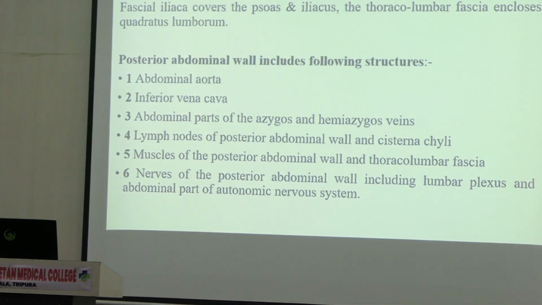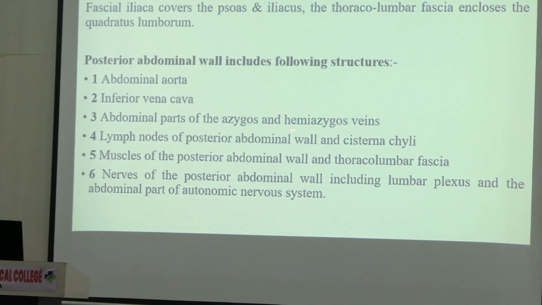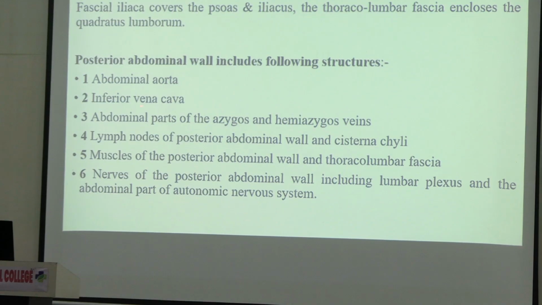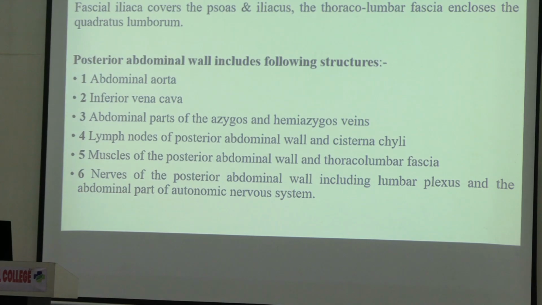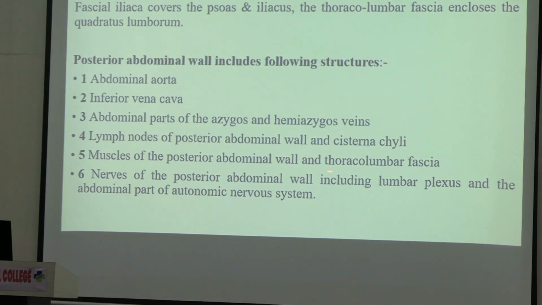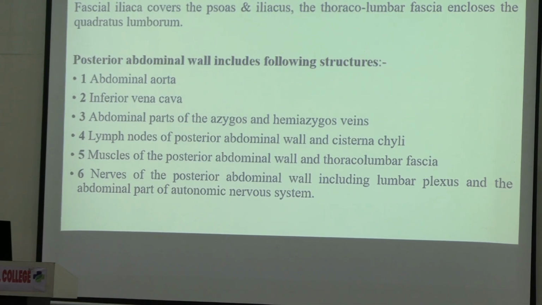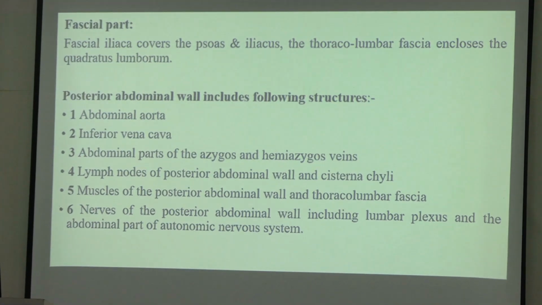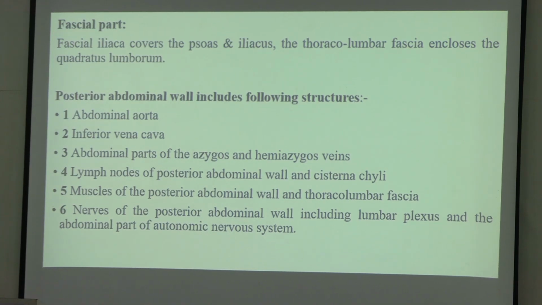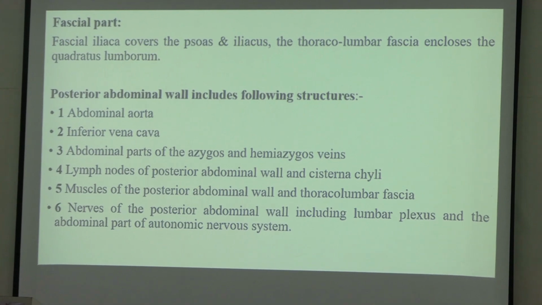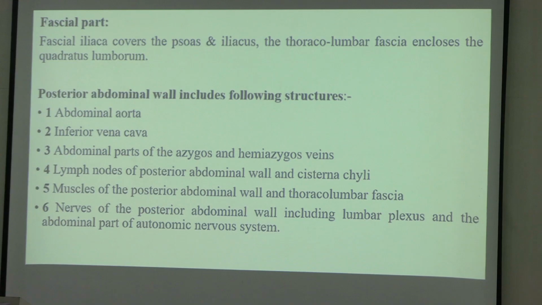So abdominal aorta is there, inferior vena cava, then the abdominal part of the azygos and hemiazygos veins. Next, lymph nodes of the posterior abdominal wall are there. Along with that, the very important cisterna chyli. Then muscles of the posterior abdominal wall along with the thoracolumbar fascia. Nerves are also present, including the lumbar plexus and the abdominal part of the autonomic nervous system. So all the structures you have seen in the diagram, if you make a list, you will get this picture.